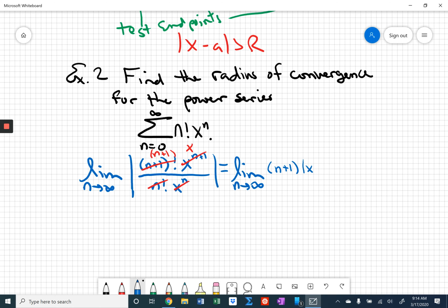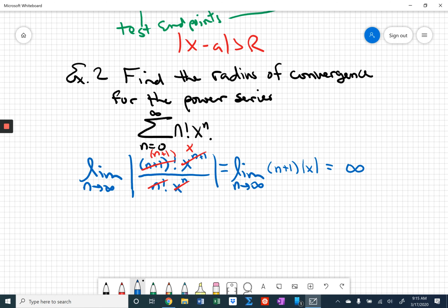Now n plus 1 is positive, so I'm going to just apply the absolute value only to the x term. And then as n goes to infinity, of course, n plus 1 goes to infinity. Doesn't matter what x is. This is going to go off to infinity. So the limit does not exist. So what does that tell us? If you go back to the ratio test, it's telling us that the series diverges. And so what's our radius of convergence here? I'm pausing, letting you think, letting you try to answer the question. It's not infinity, okay?